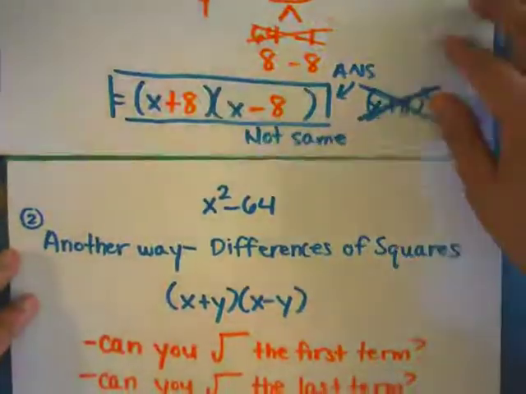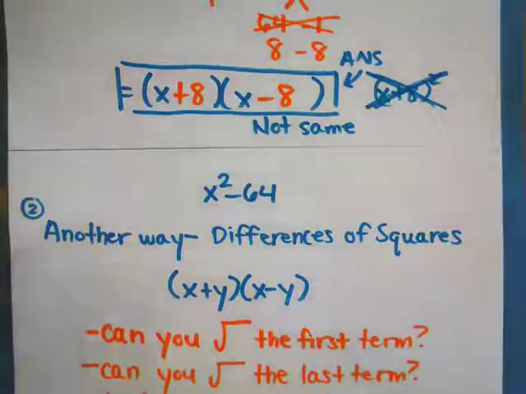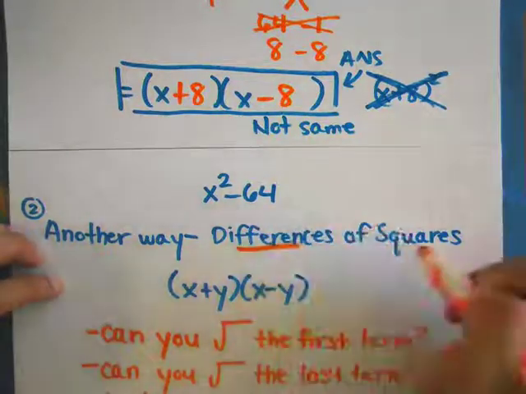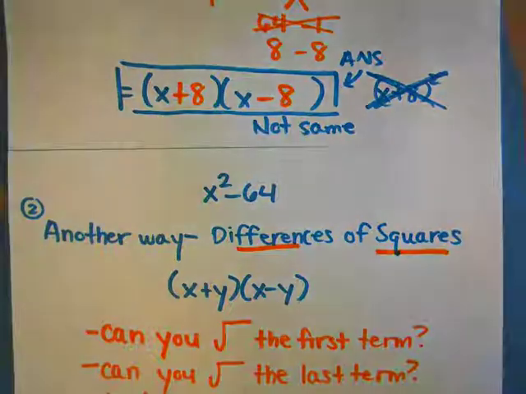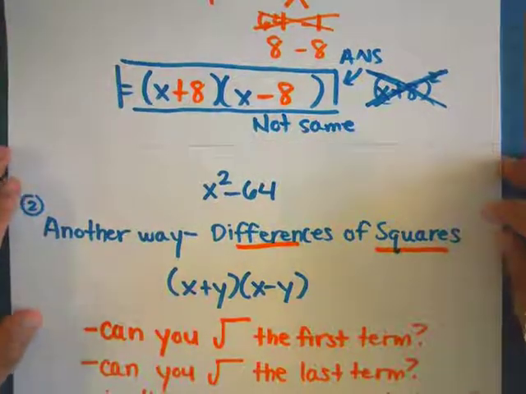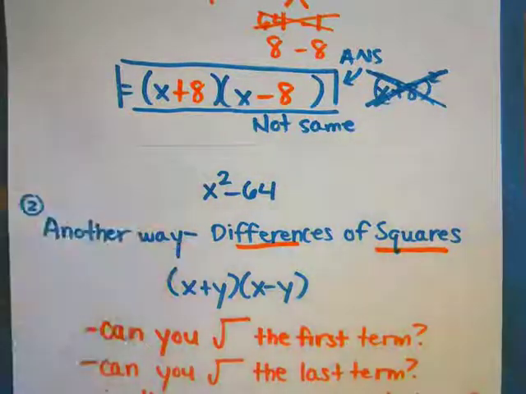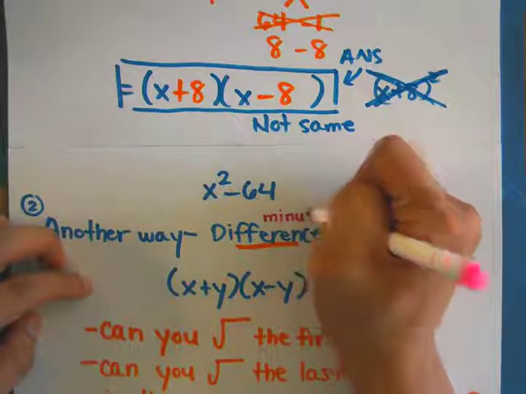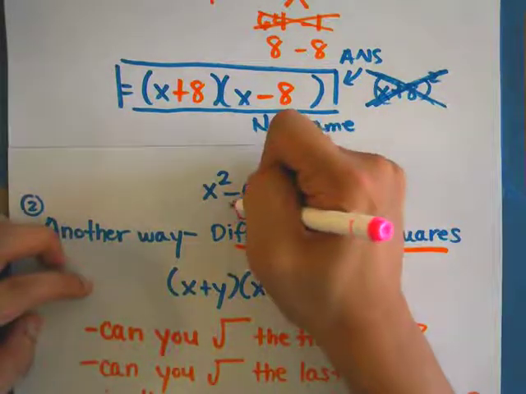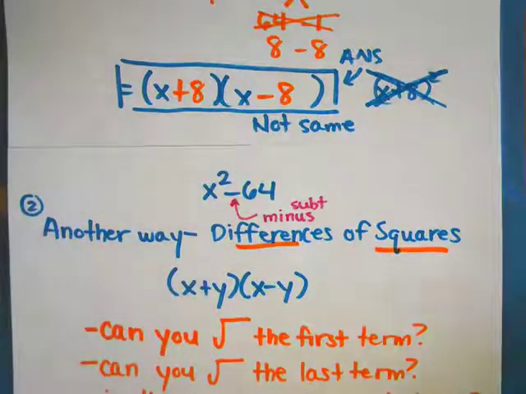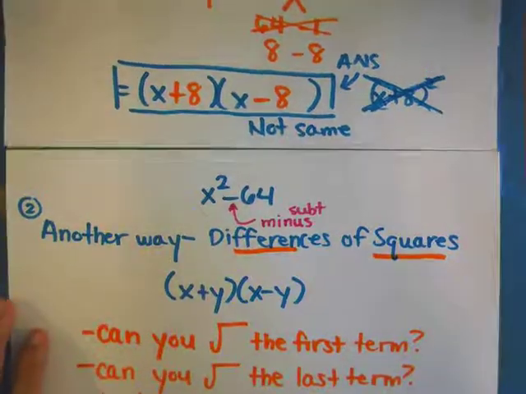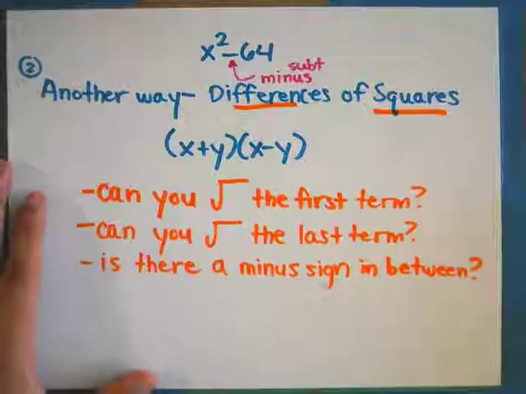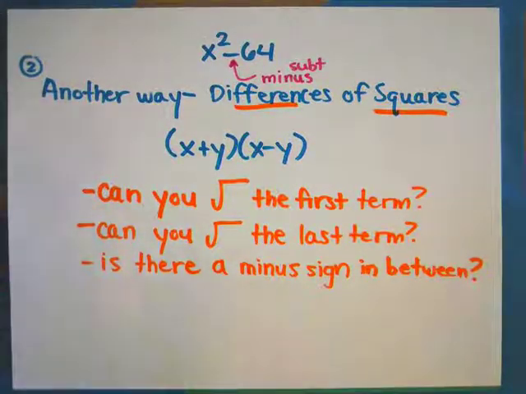I want to show you another way, and some teachers actually teach it this way as well. You're still going to get the same answer. This is what's called difference of squares. Difference means minus, so you're subtracting, and that's why we have that minus sign over there. I'll explain the square a little bit later. Let's factor this one first, and then I can explain why it's called difference of squares.